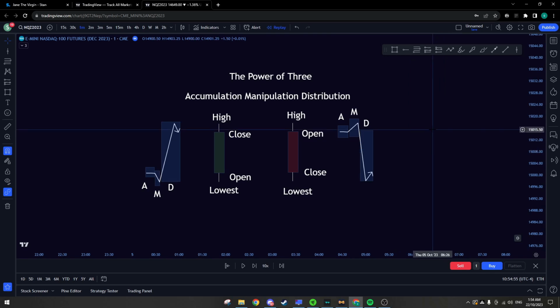Now this just goes to show you how the power of three can occur literally on the 1 minute time frame to the daily time frame. It occurs everywhere. And I'll show you guys what it might look like.